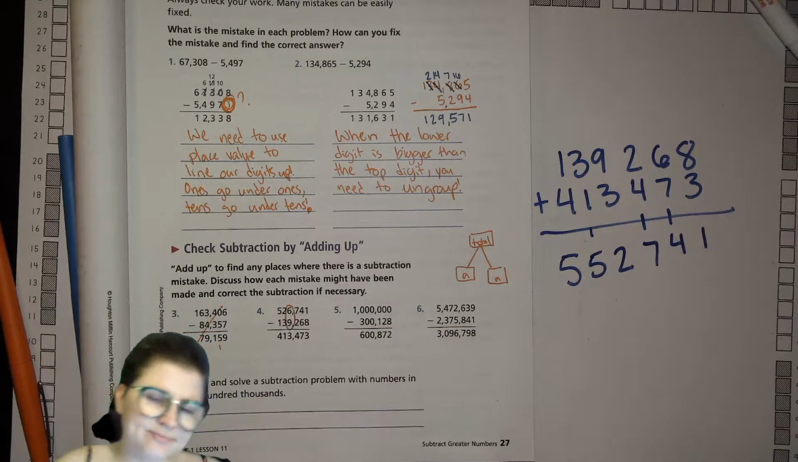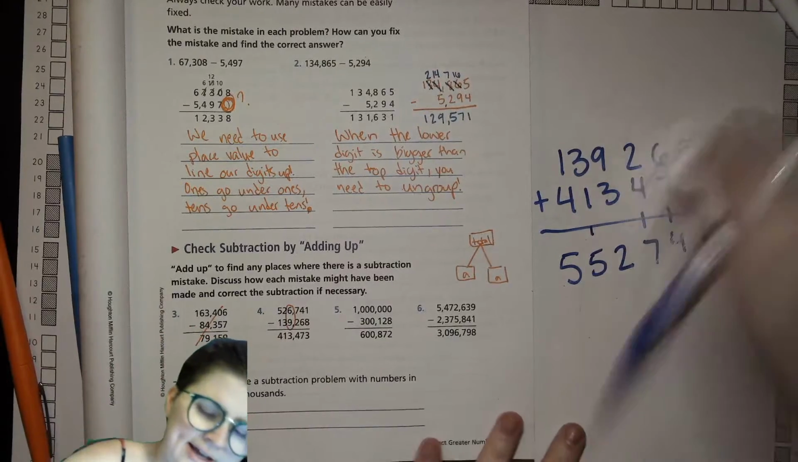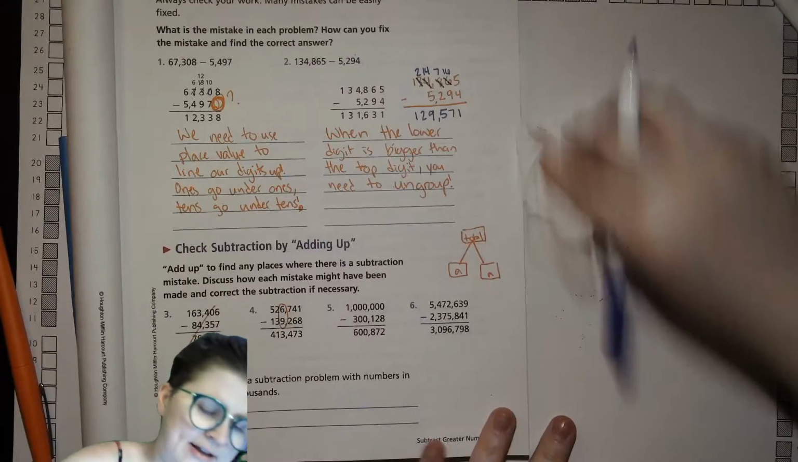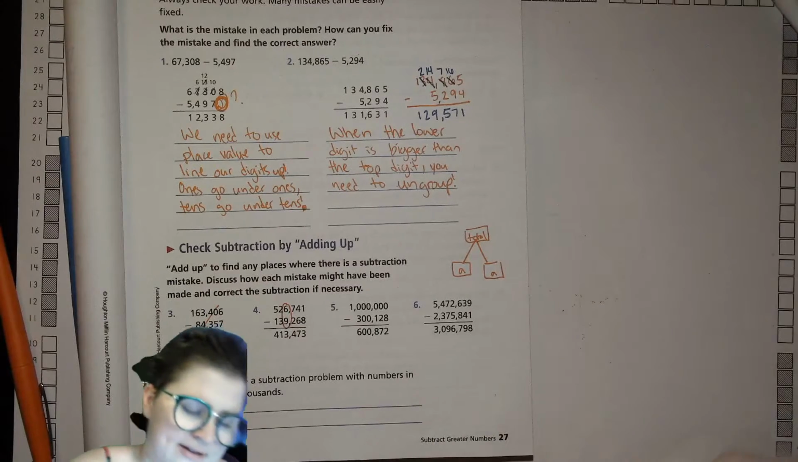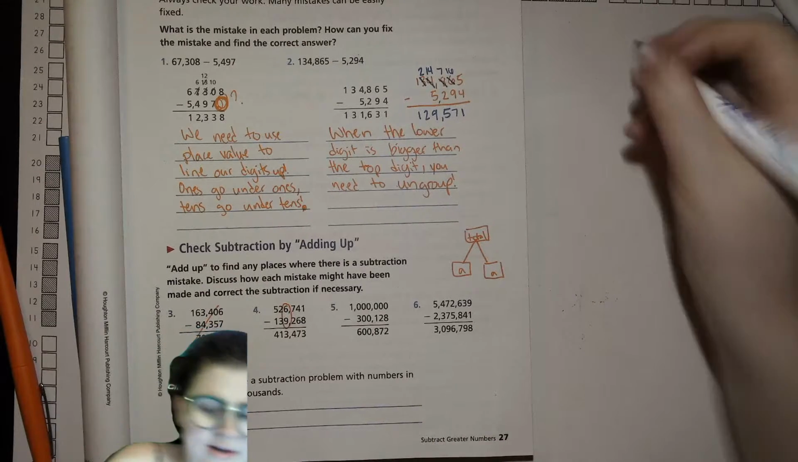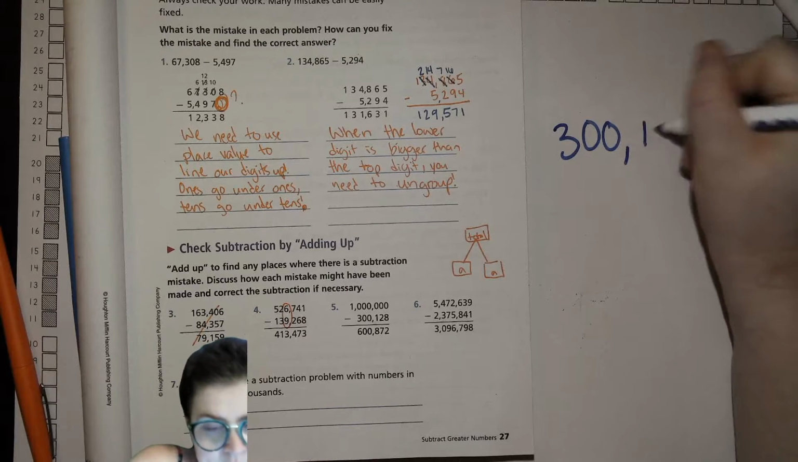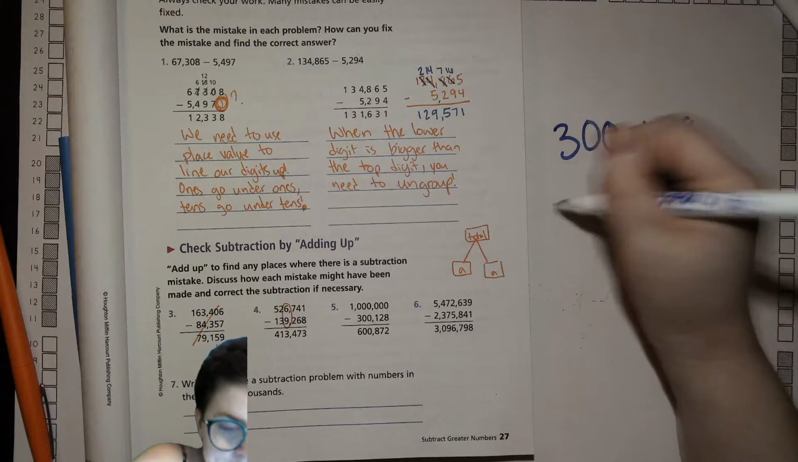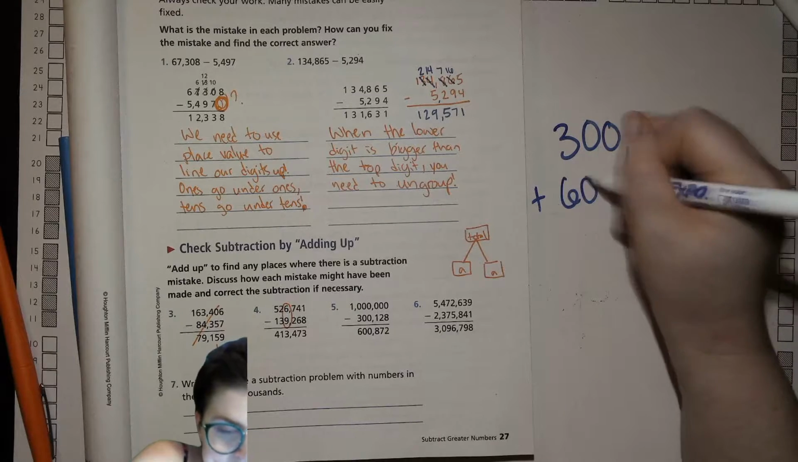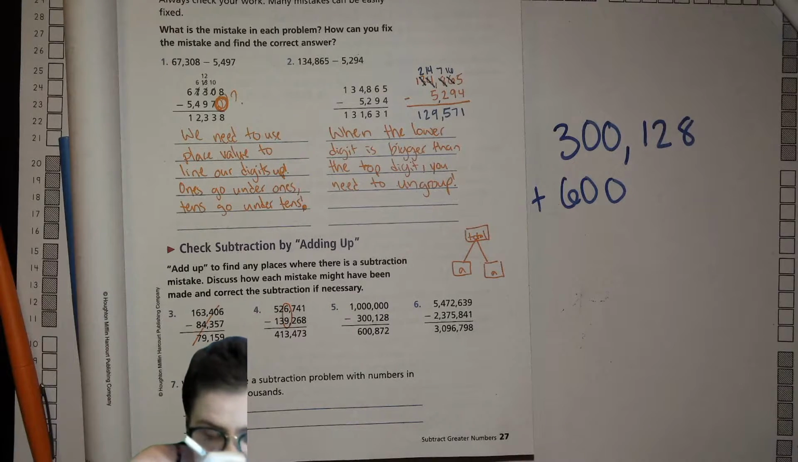All right. Let's go ahead. What happened here? 300,000. 8 plus 600,000.